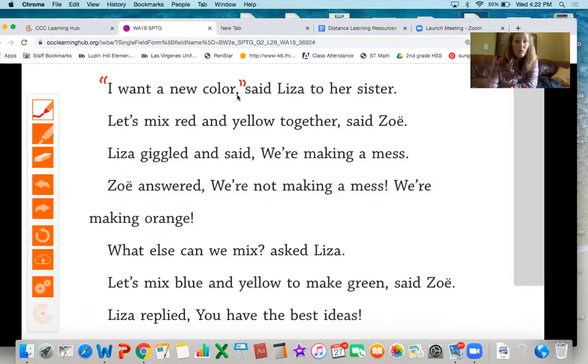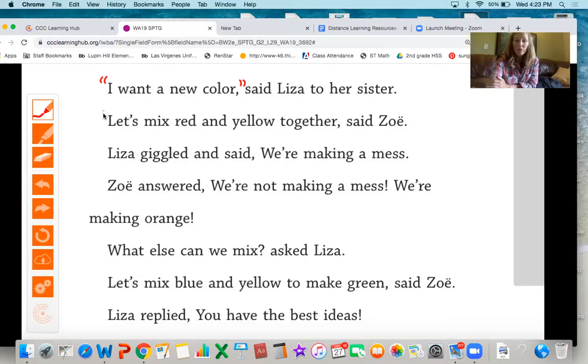Remember, quotation marks are also punctuation, but they will be combined with other punctuation marks. They will go around whatever punctuation mark is there, because whatever punctuation mark is there is separating out what's being said from who is saying it. "I want a new color," said Liza to her sister. "Let's mix red and yellow together," said Zoe.